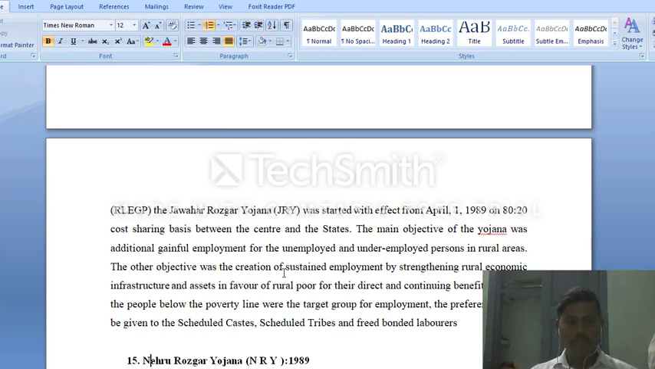The people below the poverty line were the target group for this program. Preference was given to scheduled castes, scheduled tribes and freed bonded laborers.